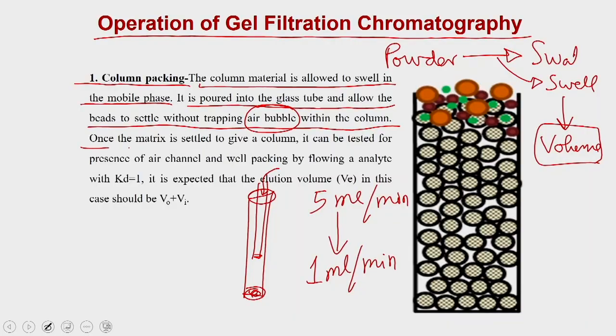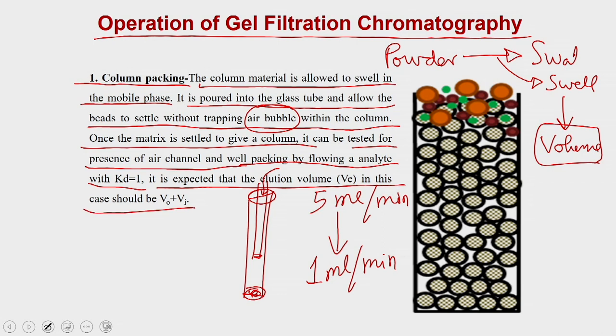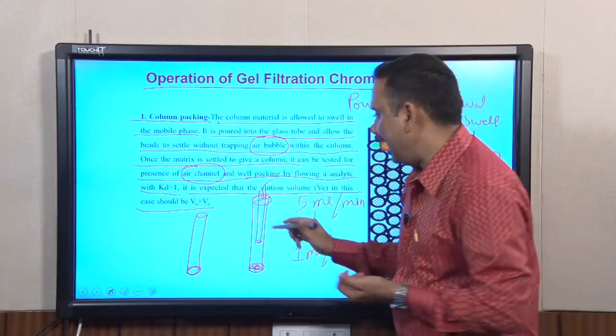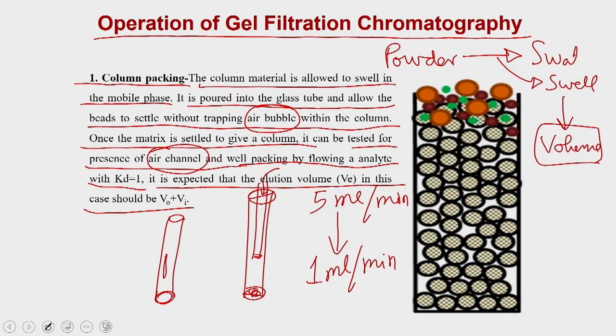Now, once the matrix is settled down to give a column, it can be tested for presence of air channels and good packing by flowing an analyte with KD equal to 1. It is expected that the elution volume in this case should be VO equal to VI. Apart from the air bubble, you also have another problem of air channels. Suppose you have packed a column with a continuous layer of beads from bottom to top, and in between some layer you have a channel of air.